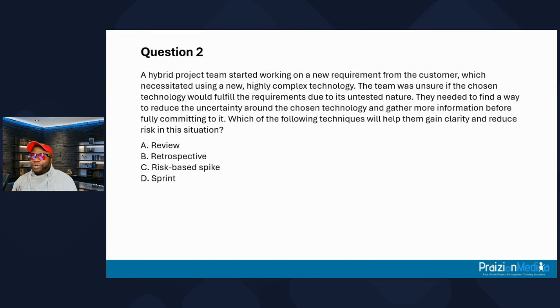Question 2. A hybrid project team started working on a new requirement from the customer, which necessitated using a new highly complex technology. The team was unsure if the chosen technology would fulfill the requirements due to its untested nature. They needed to find a way to reduce the uncertainty around the chosen technology and gather more information before fully committing to it. Which of the following techniques will help them gain clarity and reduce risk in this situation? Is it A, review, B, retrospective, C, risk-based spike, D, sprint?